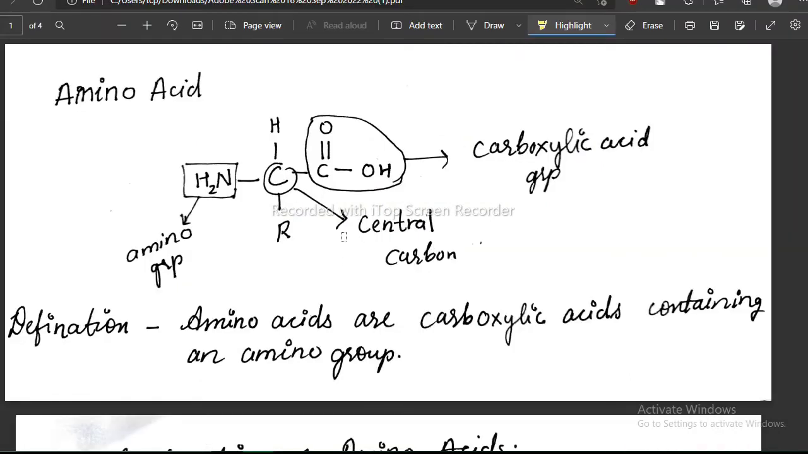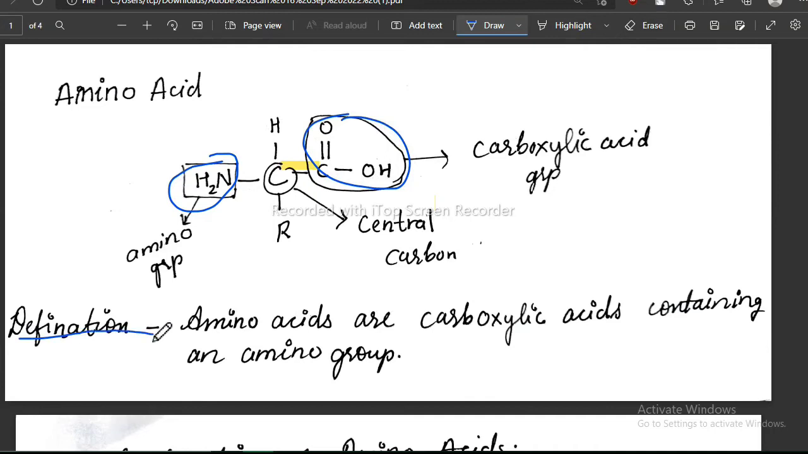So here is the definition of amino acid. This is the basic structure of amino acid. As you can see in the middle, that is C, the carbon, it is called the central carbon. Next you can see this group, that is the amino group. NH2 is the amino group, and here we have the carboxylic group. So this is the basic nucleus of amino acid.